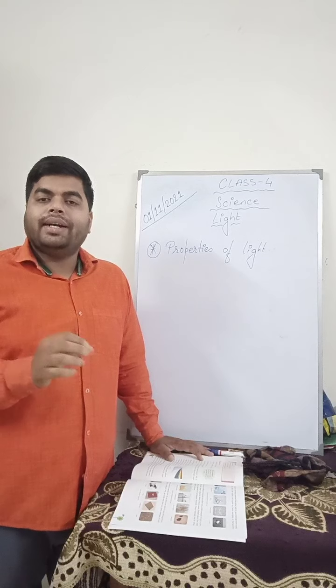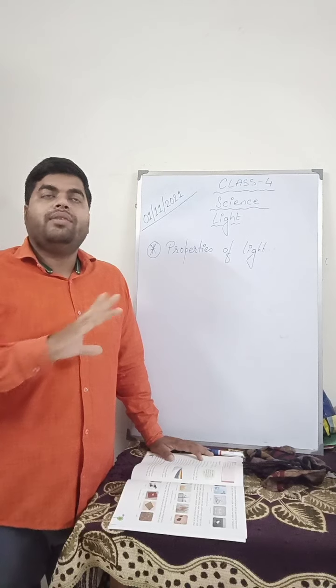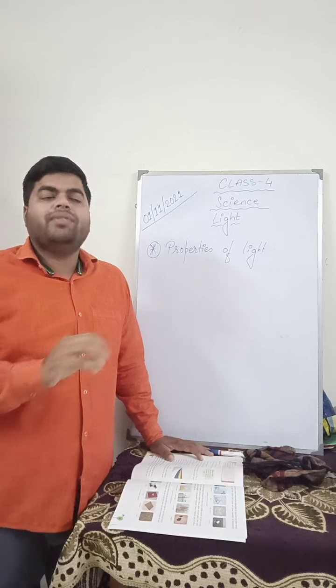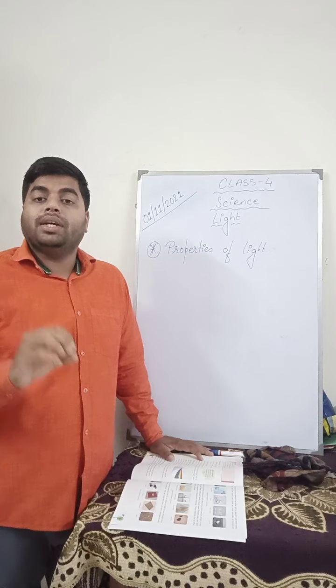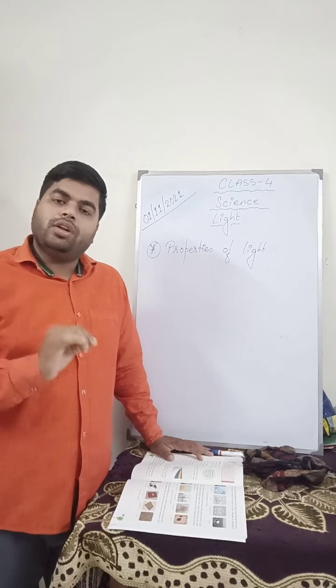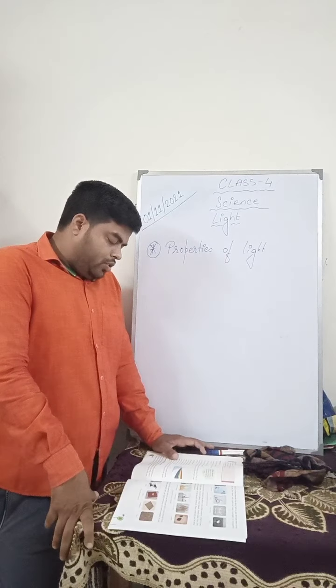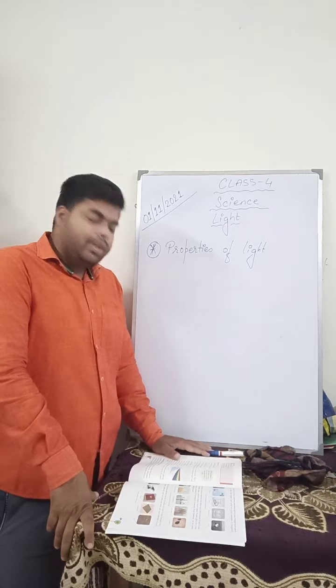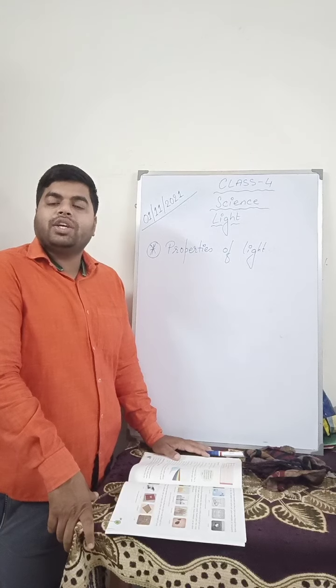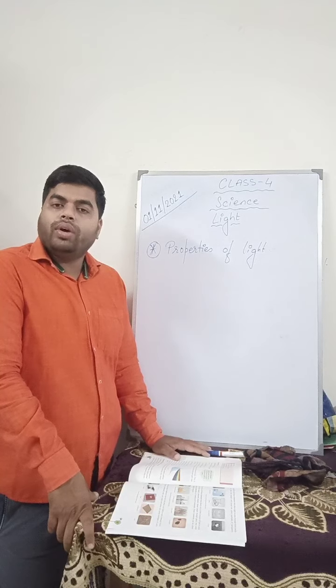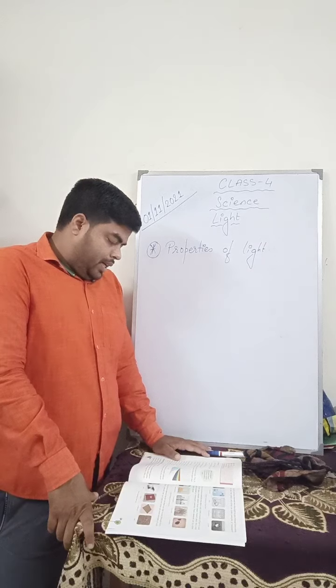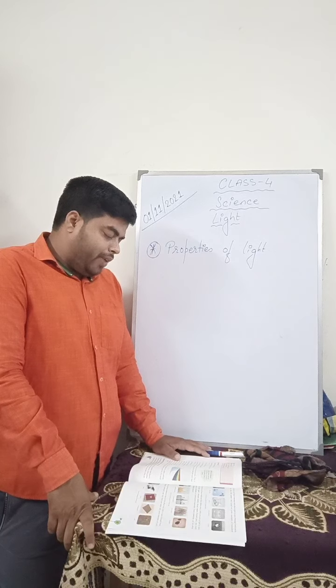But light does not need any medium. If the place is totally empty, not even air is filled, then also light can travel. That is why it is said that light can travel through empty space, meaning vacuum, where there is no air, nothing.